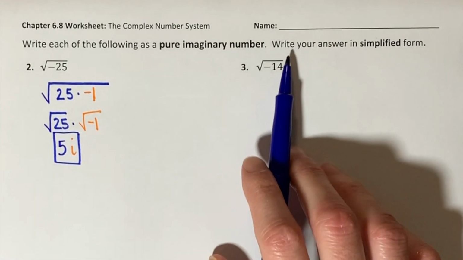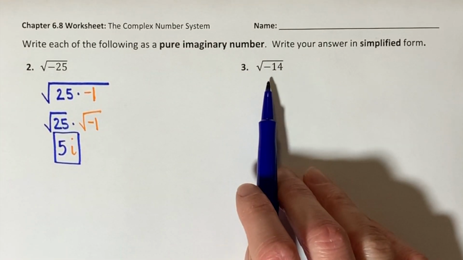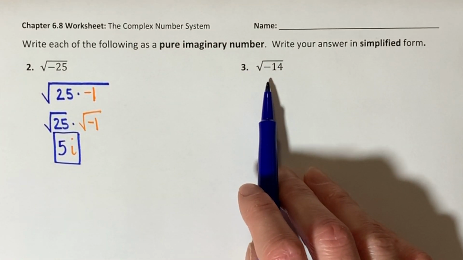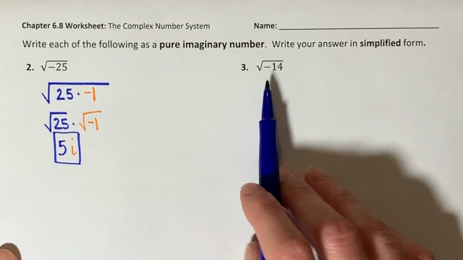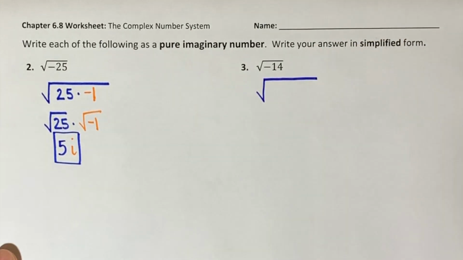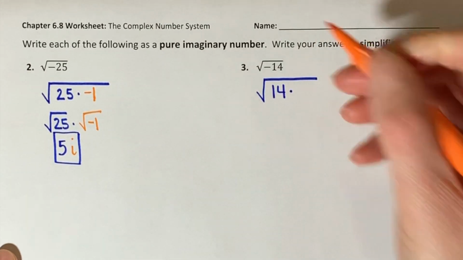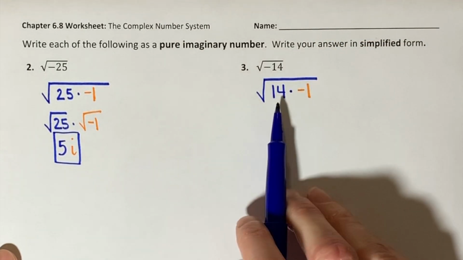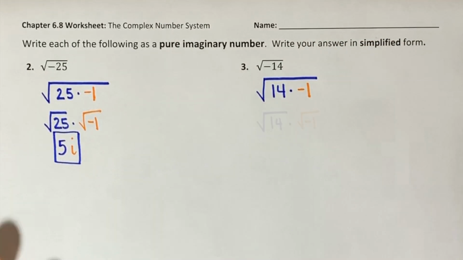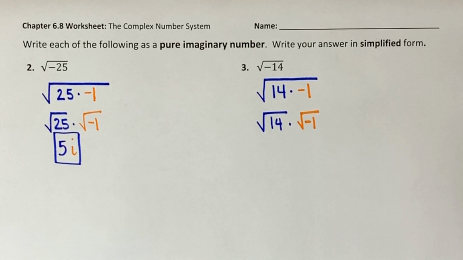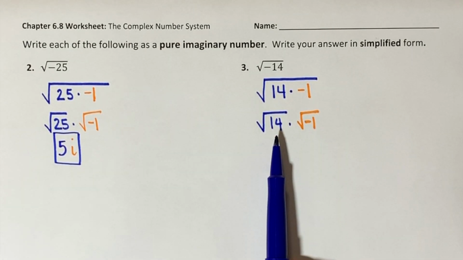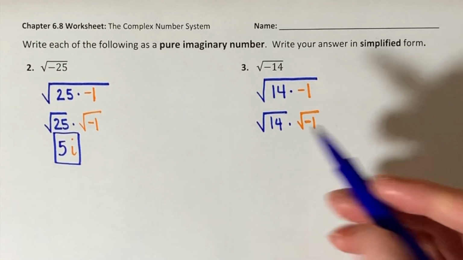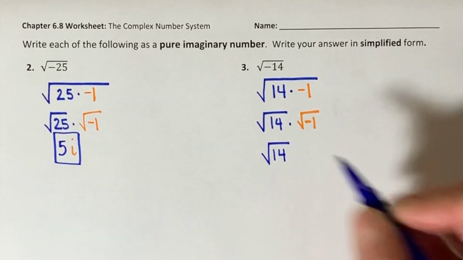So we see that we have a square root of a negative number, so this is an imaginary number, and we'd like to rewrite it using i. First step, rewrite negative 14 as 14 times negative 1. Then we break this apart into two separate radicals, and then we simplify each radical. The square root of 14 cannot be simplified.